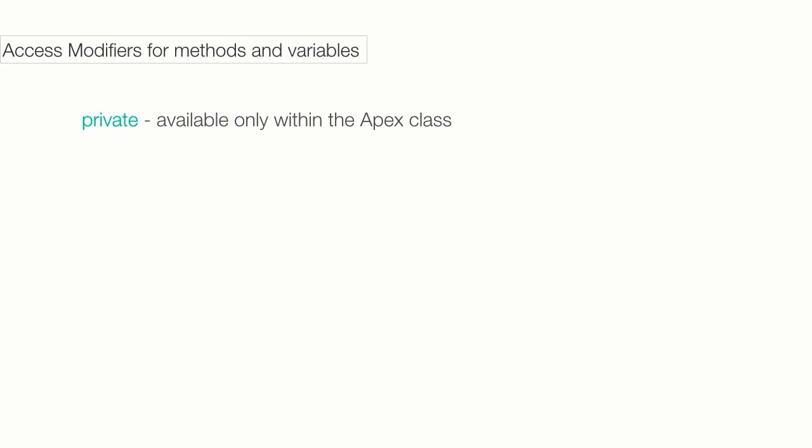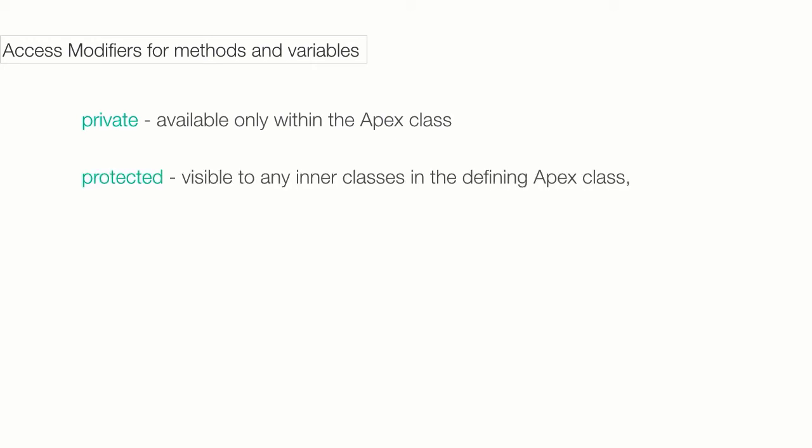Private. This is the default and means that the method or variable is accessible only within the Apex class in which it is defined. If we do not specify an access modifier, the method or variable is private. Protected. This means that the method or variable is accessible within the class but also visible to any inner classes in the defining Apex class and to the classes that extend the defining Apex class.